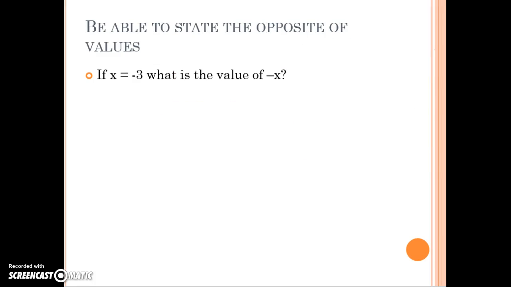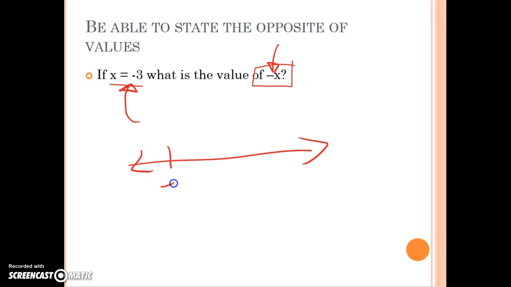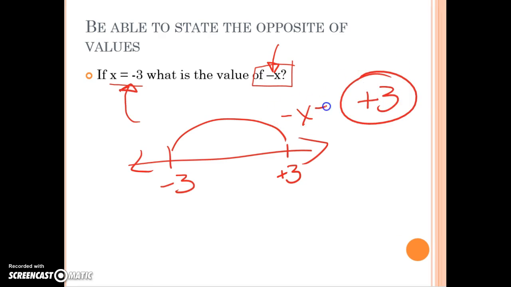All right. Be able to state the opposite of values. For example, if we are told that x is equal to -3, what would be the value of negative x? What is the opposite of x? So what is the opposite of -3? It's +3. Yes, +3 is the value of negative x in this example.